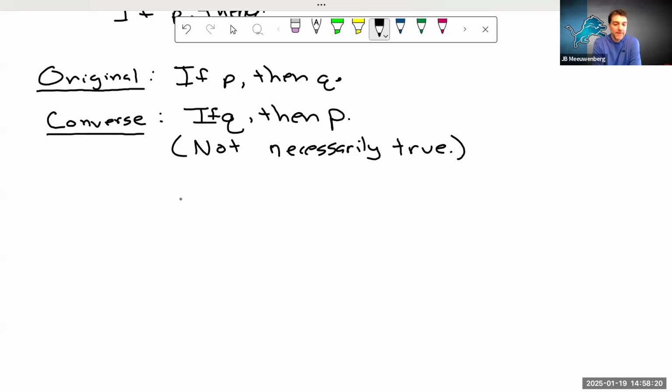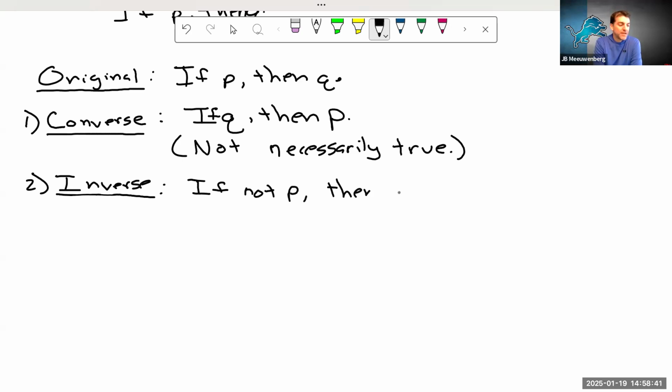If Q, then P. The second, again, there are three of these. First is converse. Second is the inverse. The inverse is where we negate both statements. If not P, then not Q. And so maybe even pause and think about this. Do you think that statement is always true, or maybe true sometimes, or not at all? Pause and think about that.